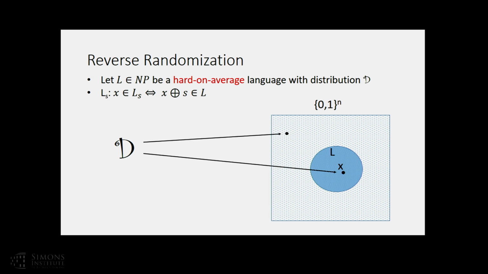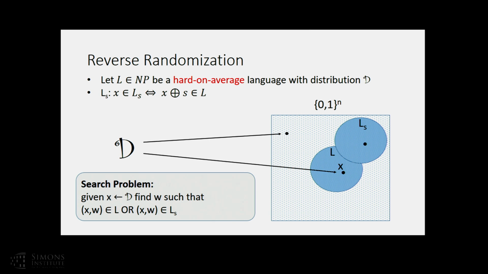Each time it's different, it's not some generic method. But I'm going to define this language L_S to be: X is in L_S if X XOR S is in L. Okay, so I have this random shift of the language. And so now I have this L_S here. And now I can define the search problem. I give you X. Find me a witness for it to be either in L or in L_S. Okay, this is my search problem.